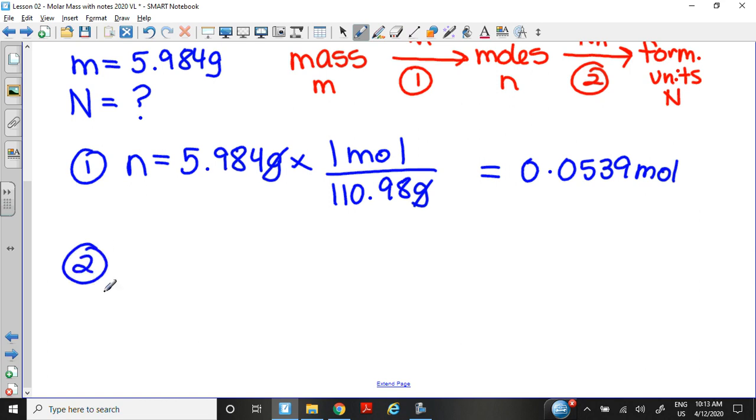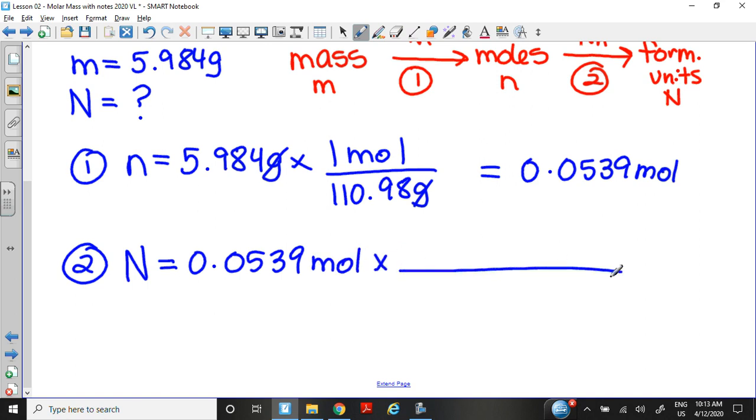Let's check what you did for step 2. So we're trying to find out the number of formula units, which is particles. We have to take our number of moles from step 1, 0.0539 moles. And again, multiplying it by a relationship. This one's with Avogadro's number.